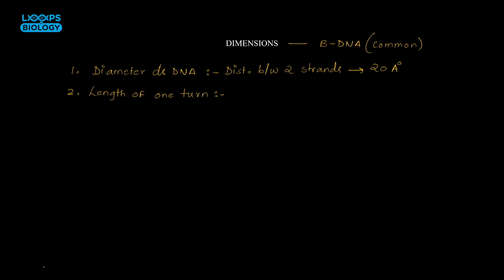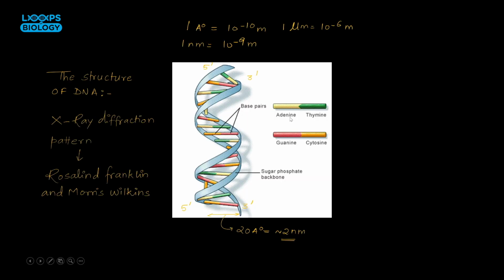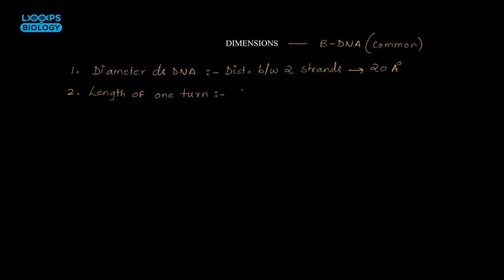So if I am talking about the length of 1 turn, then it starts from this particular point and ends at this point. Alright, so this is nothing but my length of 1 turn, which is 34 angstrom units, equal to 3.4 nanometer. Whichever conversion you want to remember, that is dependent on you.